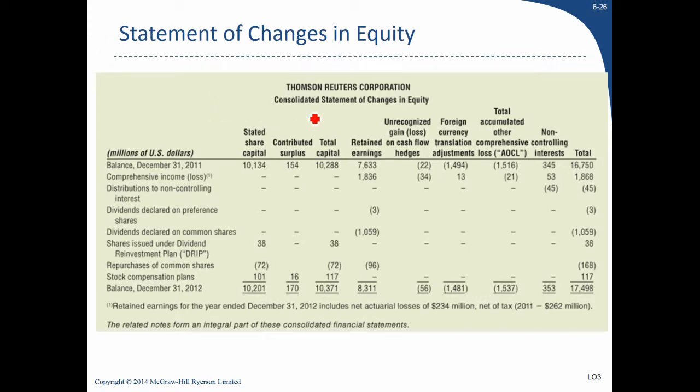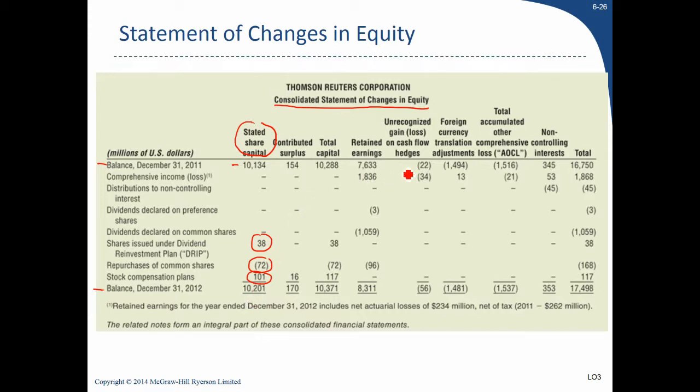Consolidated statement of changes in equity. So what we've historically seen in class has been a very simplified version of this, but all it does is show you the beginning balance of equity and then the ending balance of equity and how you get there. And notice how it separates all of these accounts. Share capital, those will be the shares you issued, right? Notice how we started with $10,134,000 of shares and we issued new shares for 38 and we repurchased some shares and we paid shares in stock compensation. So our ending share capital is $10,201,000.